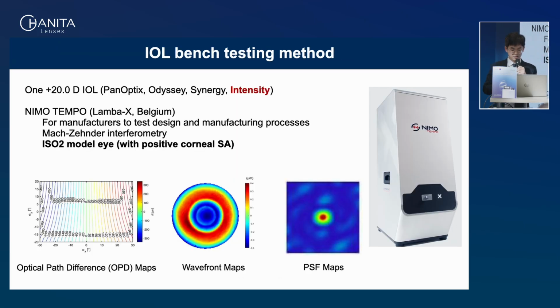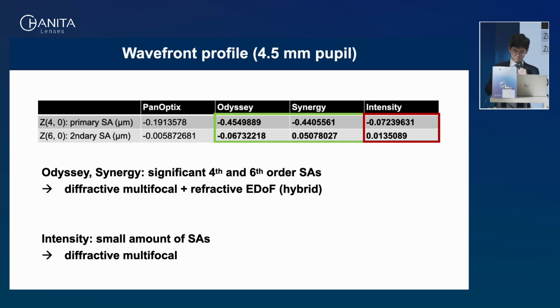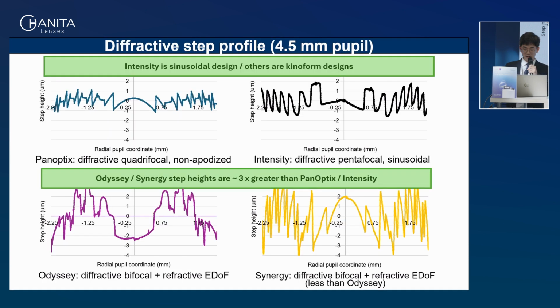I did the IOL bench testing with the Nemo Tempo, one of the well-validated IOL bench testing, and what I've got is I could find the Intensity did not have significant spherical aberrations compared to the Odyssey and Synergy, which means Intensity is a purely diffractive multifocal with less spherical aberration in the IOL design. If you see the real diffractive step profile with this Nemo Tempo, you can see that the Intensity has a real sinusoidal design compared to other kinoform designs.